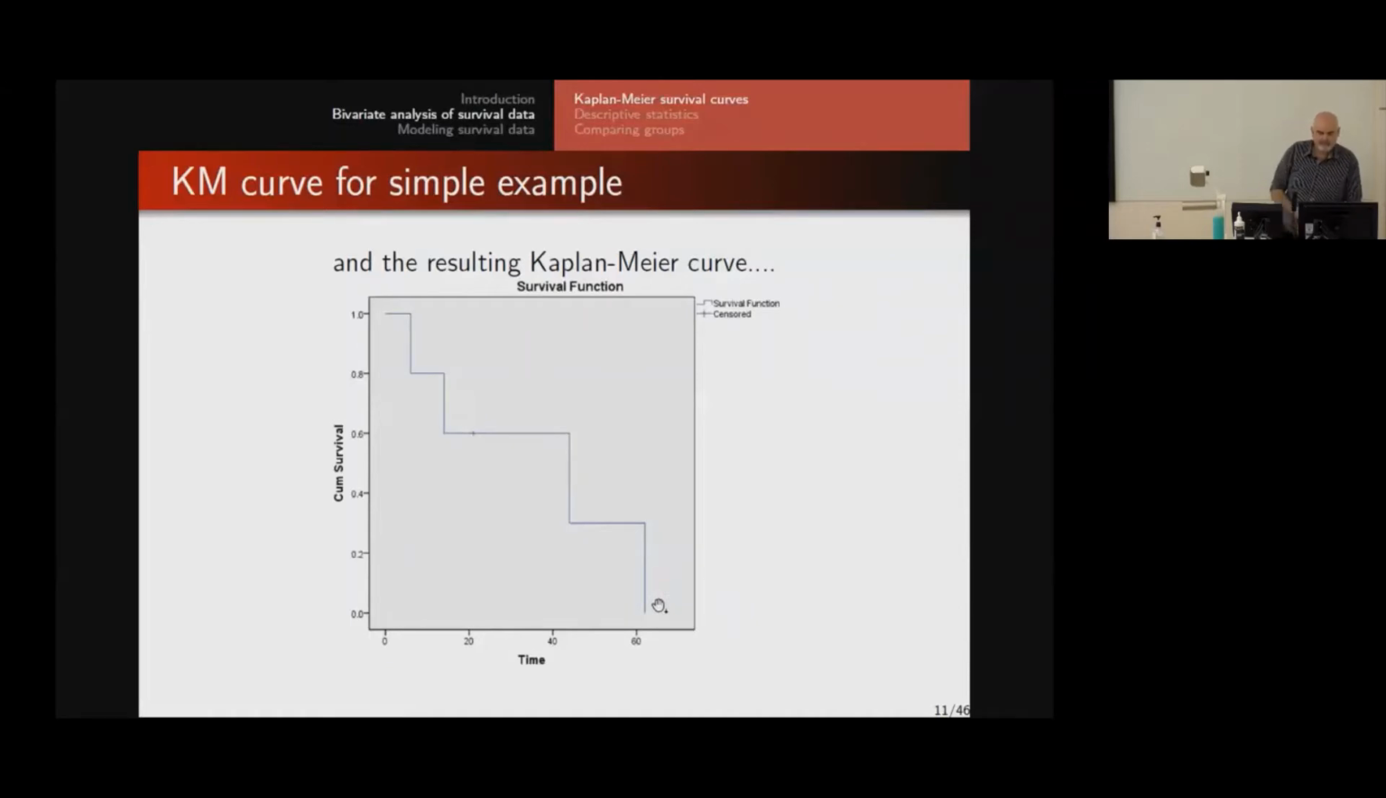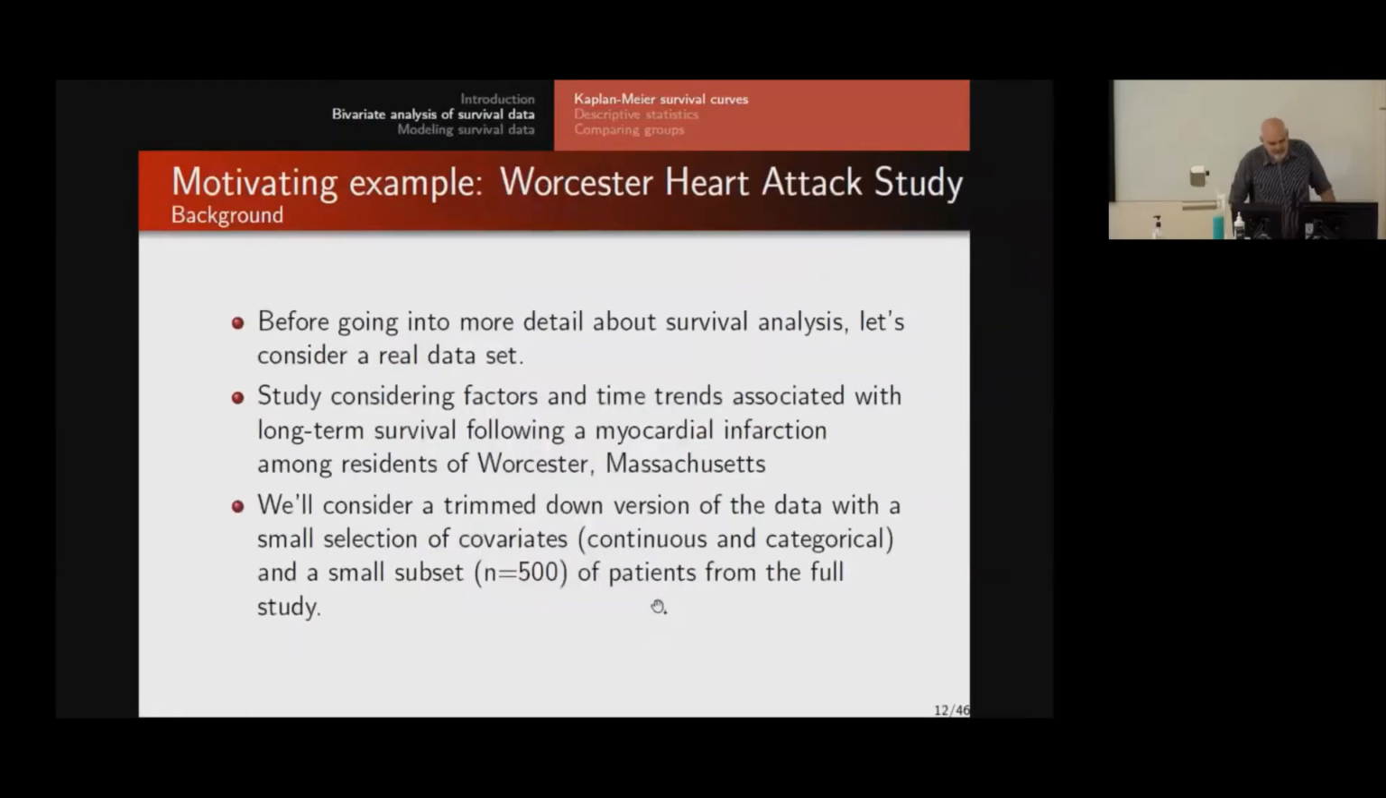All right? Okay, so now for the rest of the lecture, or most of the rest of the lecture, I'm actually going to refer to a particular data set. This is an extremely famous study. I think they published oodles of papers out of the study, and it's the Worcester heart attack study, which basically followed up and was about the long-term survival following a myocardial infarction among residents of Worcester in Massachusetts. And what we're going to do is consider a very trimmed down version of the data set.